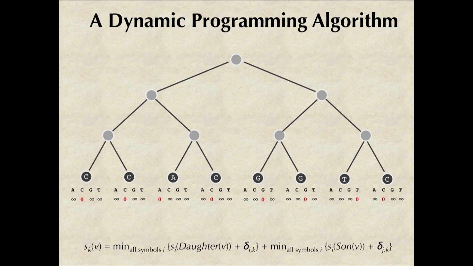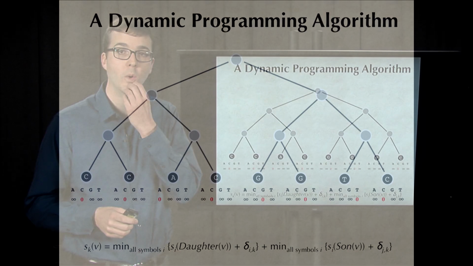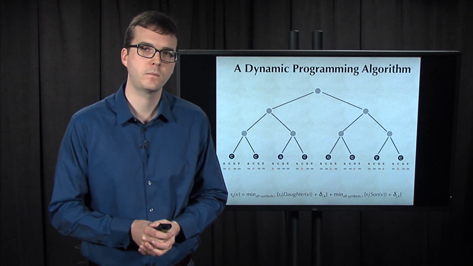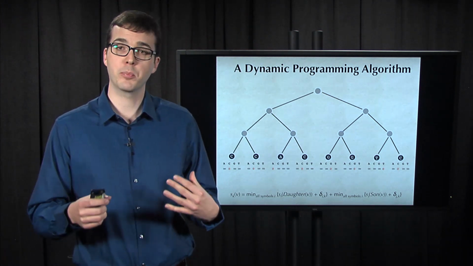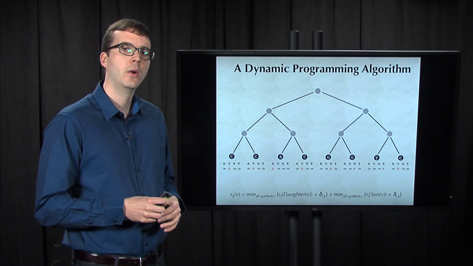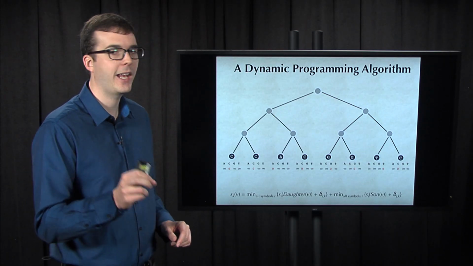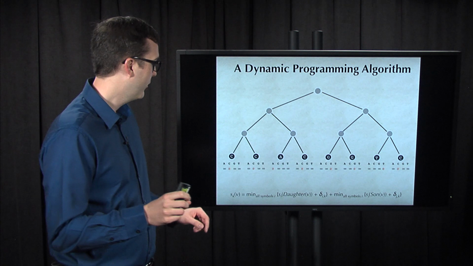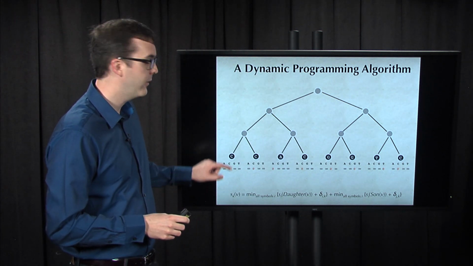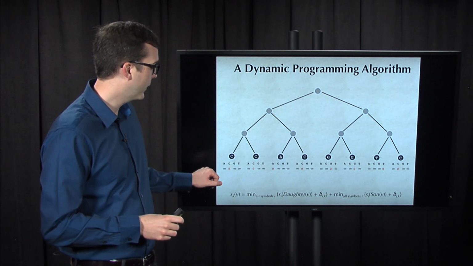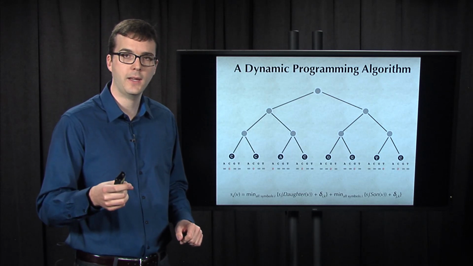So at each node v, an array is going to hold the set of scores S sub k of v for each possible symbol k. Here we're going to be working with DNA, so there will be 4 symbols k. Because the leaves are pre-assigned in our tree, we're going to set their scores equal to 0 for the symbols at those leaves and infinity for all other symbols. For example, here the leaf is assigned c, so we set the score of c equal to 0 and the score of t equal to infinity.